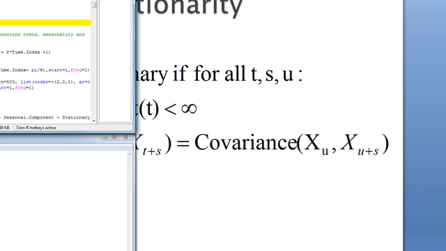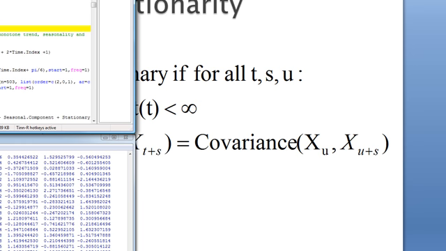As an example of a stationary process, let's write in some white noise. Just simulations of 1,000 normals. And let's have a look at a plot of that.